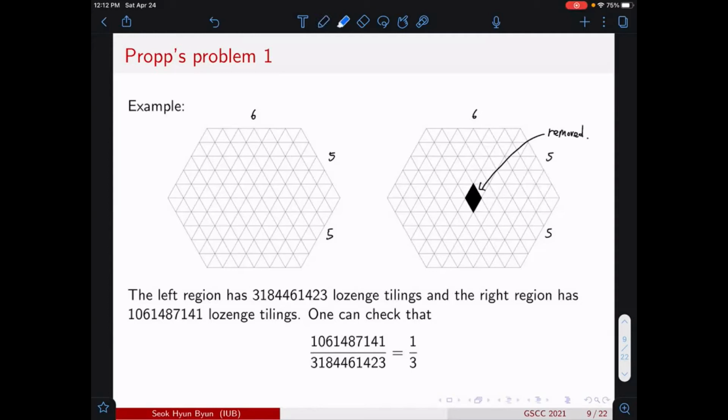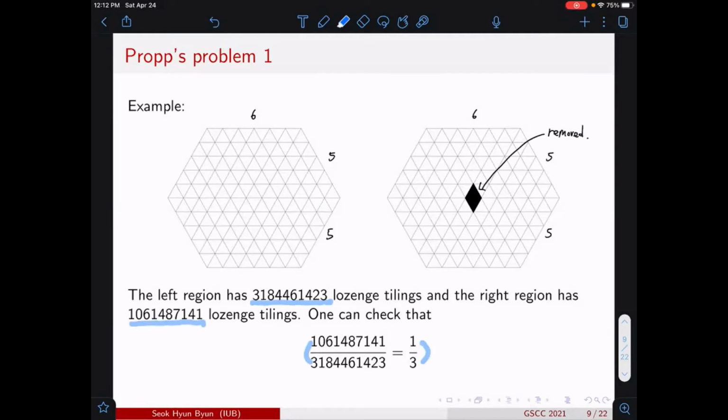Then by using some computer's help, we can enumerate the number of lozenge tilings of these two regions. The number of lozenge tilings of the hexagonal region on the left is this, and the number of lozenge tilings of the right region is this. And one can check that the ratio of these two numbers is 1/3. So there should be some reason why it is true, right?